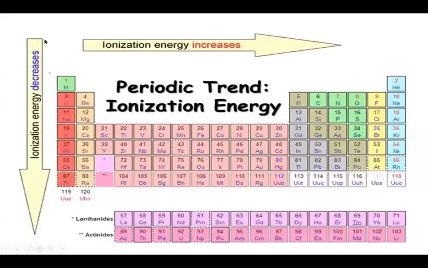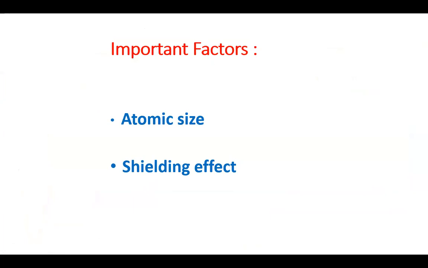We can conclude that when we move from top to bottom within groups, the value of ionization energy decreases. While we move from left to right across the periodic table, the value of ionization energy increases. Two important factors are there on which ionization energy depends. Number one, atomic size, and number two, shielding effect.